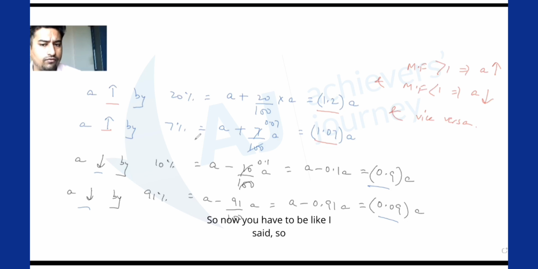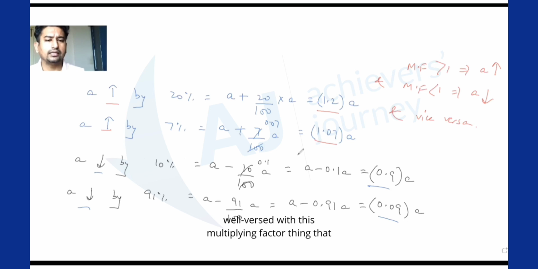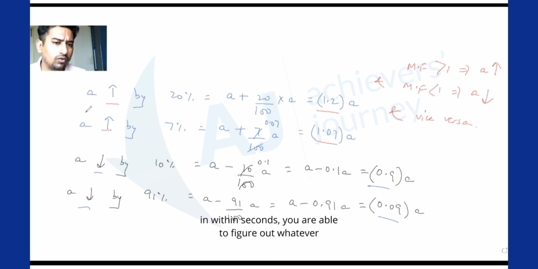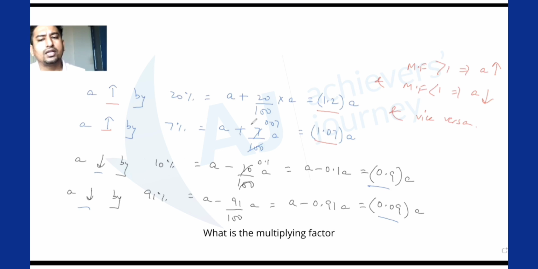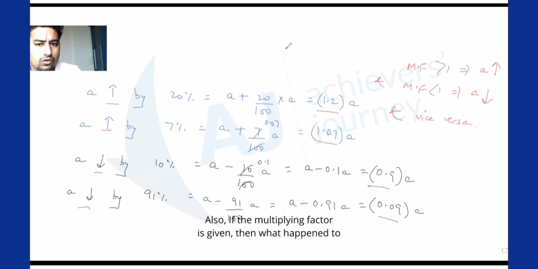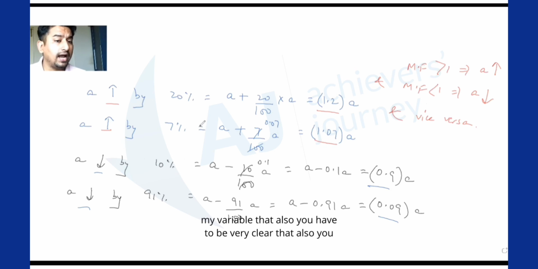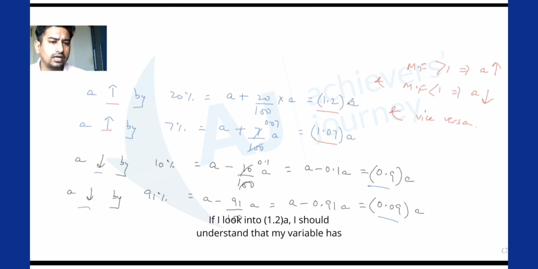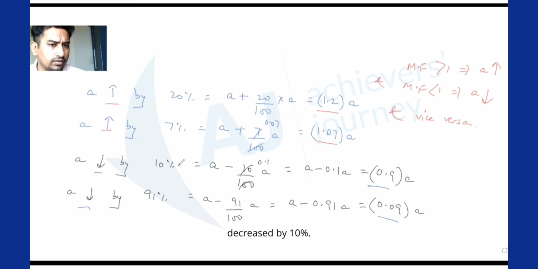So now you have to be, like I said, so well versed with this multiplying factor thing that within seconds you are able to figure out, whatever percentage change is given, what the multiplying factor is. Also, if the multiplying factor is given, then what happened to my variable? That also you have to be very clear about, so well that again within seconds you can get it. If I look at 1.2a, I should understand that my variable has increased by 20%. If I look at 0.9a, I should understand my variable has decreased by 10%. This should come to you within 5 seconds, right?